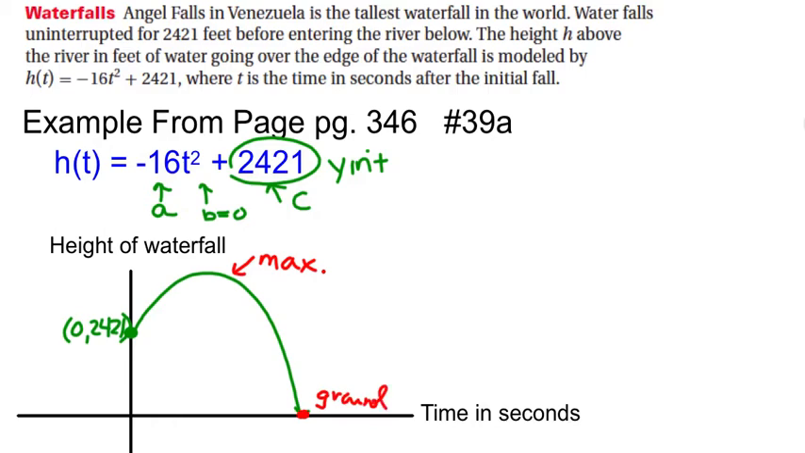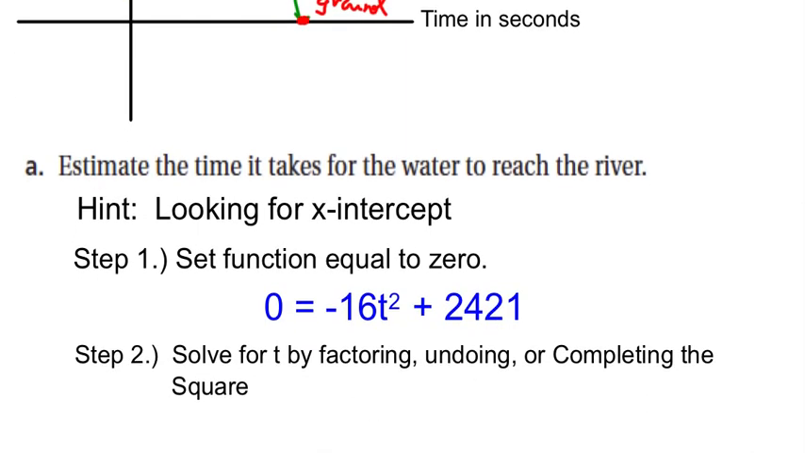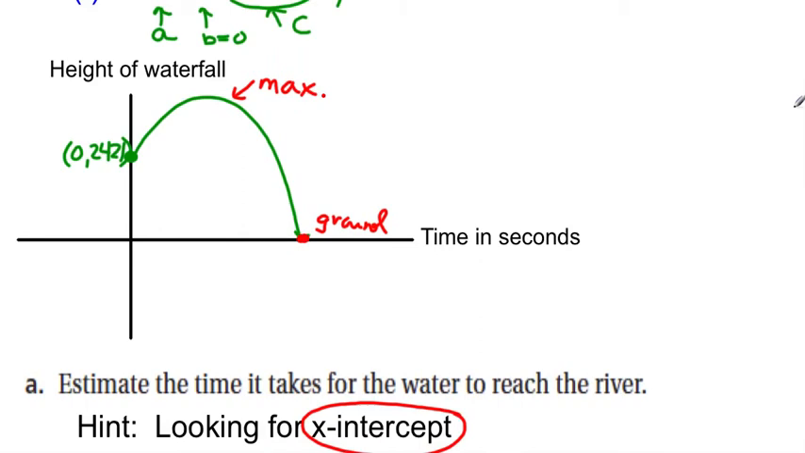What we want to do is find out the time it takes for the waterfall to reach the river. So we're looking for that x-intercept. We don't really care about, imagine this quadratic function coming over here, this x-intercept, because that would be negative feet. It doesn't really exist. We're caring about this x-intercept right here. And what is it?